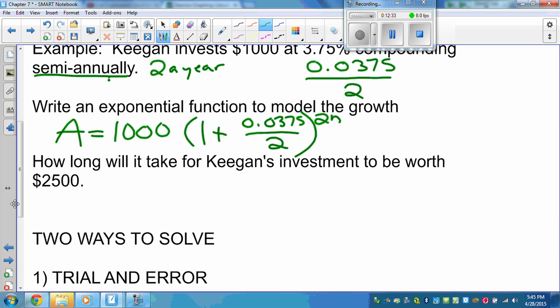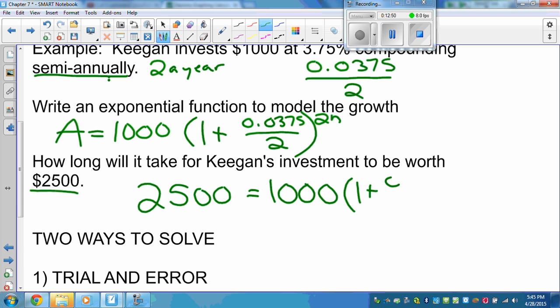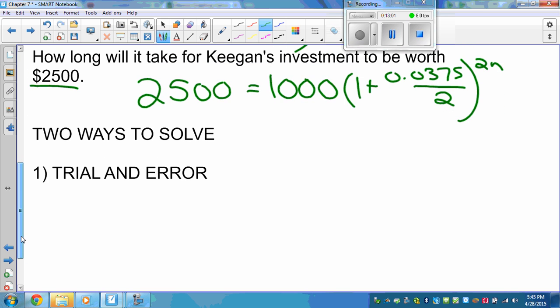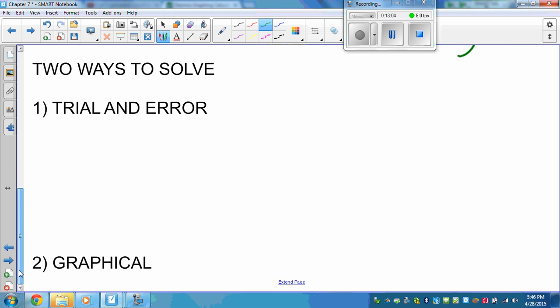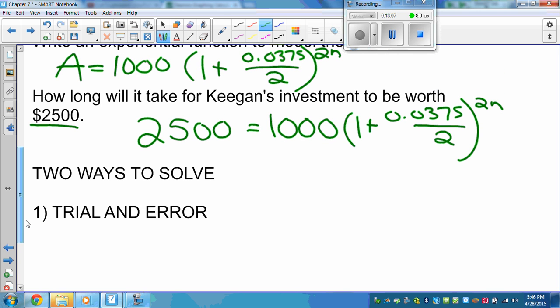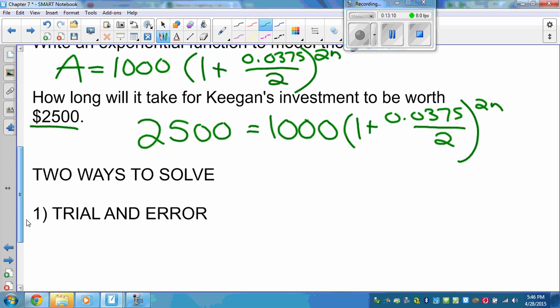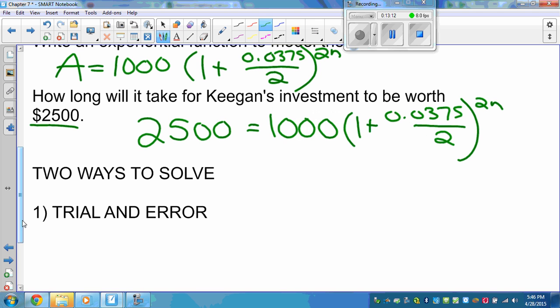Okay, so now it's asking how long will it take? We're going to solve for n if we want it to be worth $2,500. So we have an equation that is $2,500 equals 1,000 times 1 plus 0.0375 over 2, all to the power of 2n. We need to solve this. There's two ways. First is trial and error, by trying different numbers and putting it in, and then finally it's graphical. Okay, so I'll show you how I kind of used trial and error to help my guess.